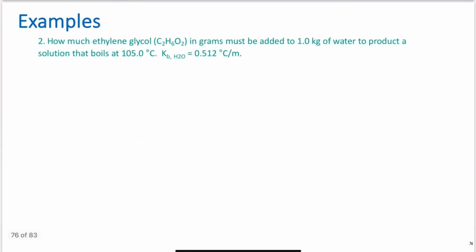How much ethylene glycol, C2H6O2, in grams must be added to 1 kilogram of water to produce a solution that boils at 105 degrees C? I do tell you the KB here, but again, you are responsible for memorizing KB and KF values for water specifically. It tells me ethylene glycol, 1 kilogram of water, boiling at 105 degrees C. Ethylene glycol is a non-electrolyte, meaning the i value is equal to 1.